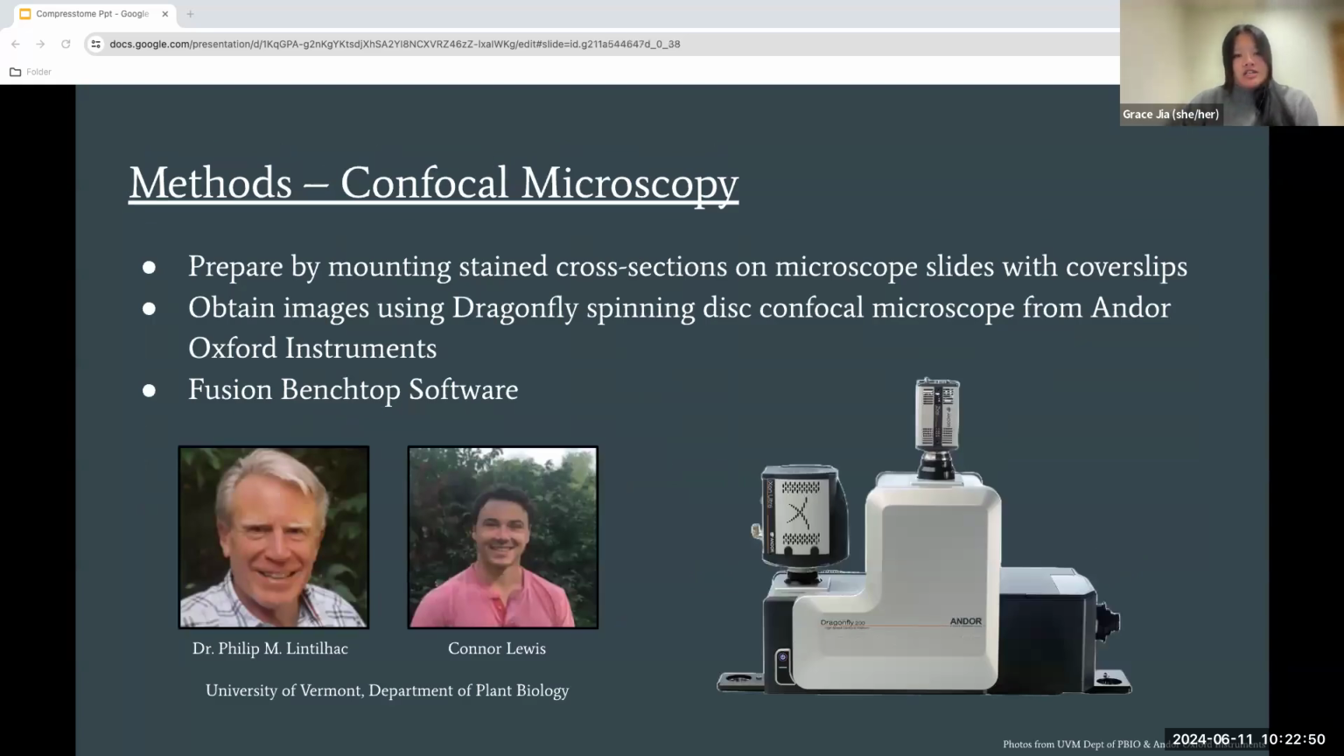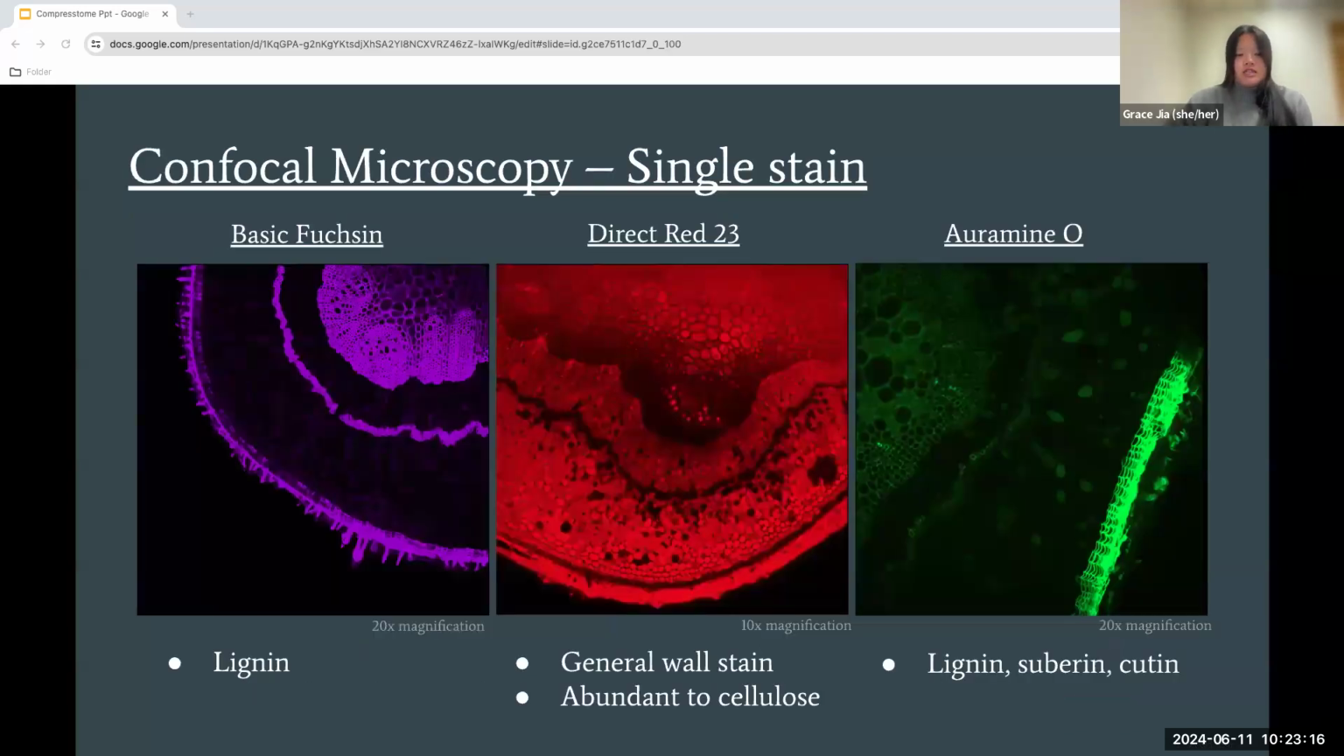After staining, cross-sections are then mounted on microscope slides with cover slips to prepare to be analyzed under confocal microscopy. With the support of the plant biology department at the University of Vermont, Dr. Philip Linthalack and PhD candidate Connor Lewis, we obtained preliminary images using a Dragonfly spinning disc confocal microscope from Andor Oxford Instruments in conjunction with Fusion desktop software. And these are just some examples of the preliminary images that we have obtained so far.